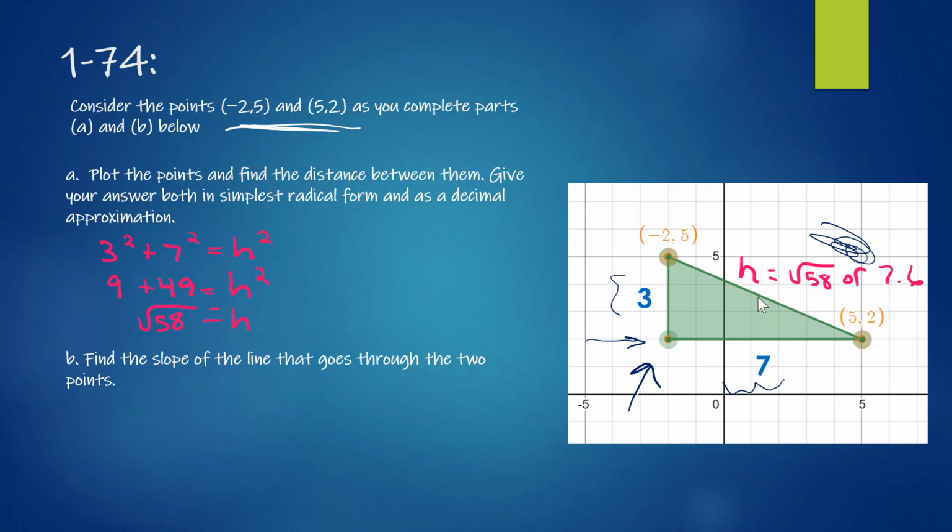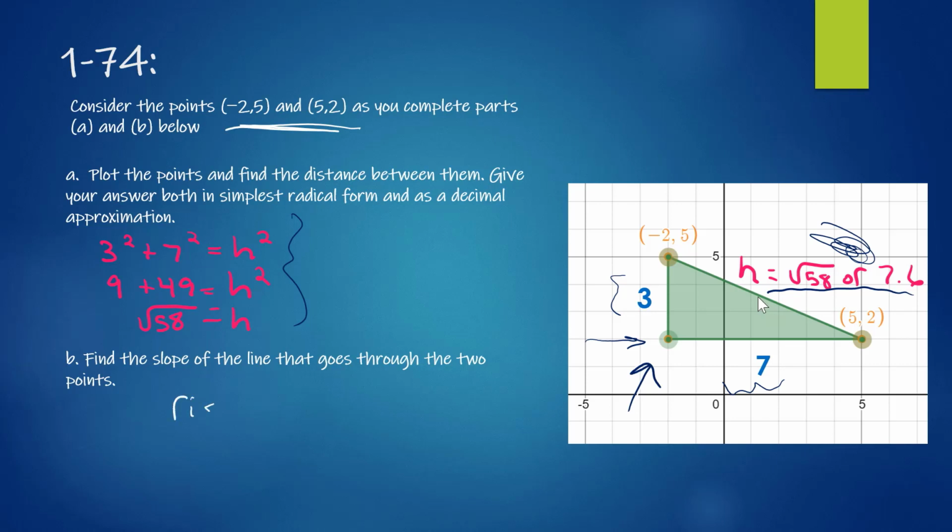So you're just going to use the Pythagorean theorem for that. 3 squared plus 7 squared equals 9 plus 49, which is the square root of 58. And you'll see over here I did both the simplest radical form and the decimal approximation, because it rounds to 7.6. Now, when you're looking for the slope, that's just rise over run.